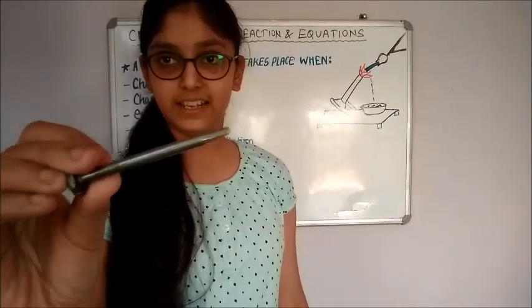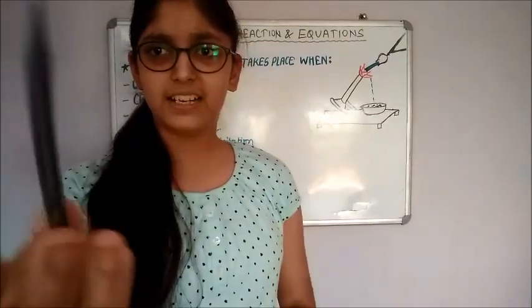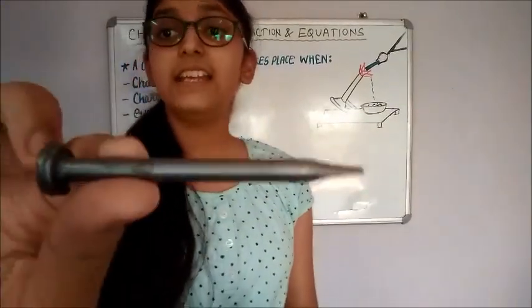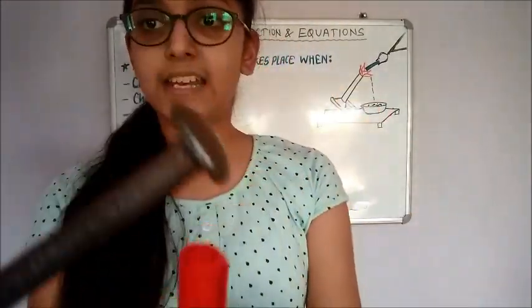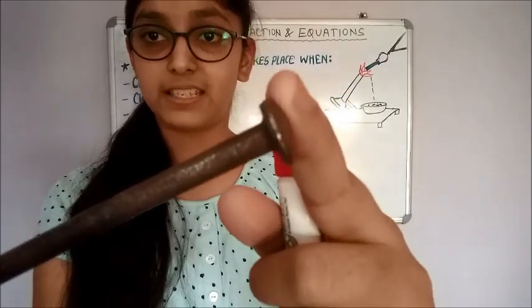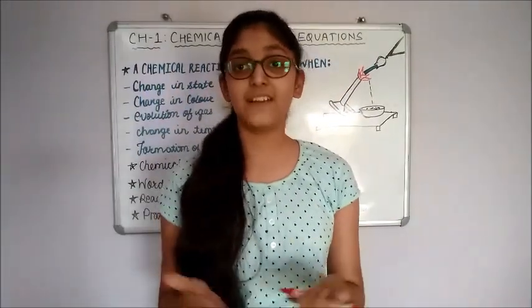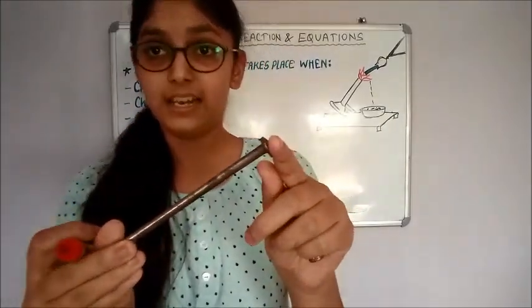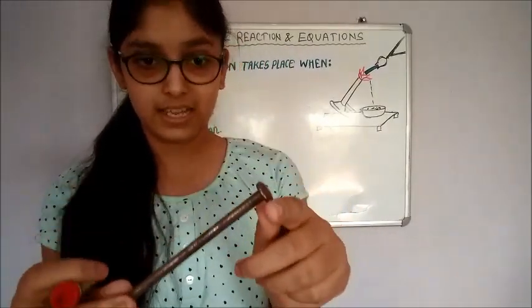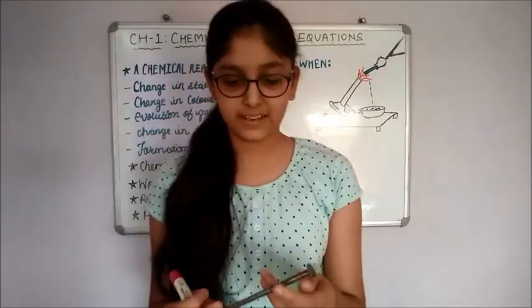This is an iron nail. Can you see any dust particles? It's a new iron nail. It has no rusted particles, but when we see this iron nail, it has some reddish brown patches. You all know that this is rusting. We have studied it in our earlier classes. This rusting on the iron nail is due to oxidation, and this is a chemical reaction.